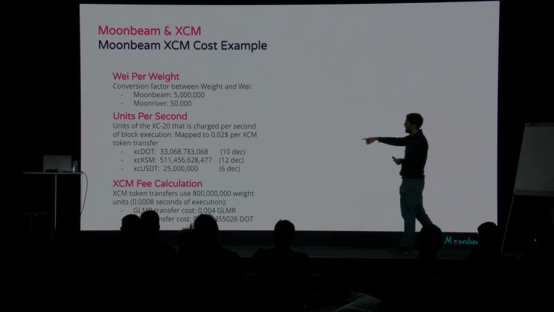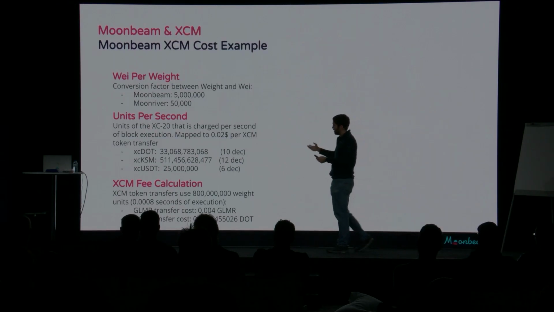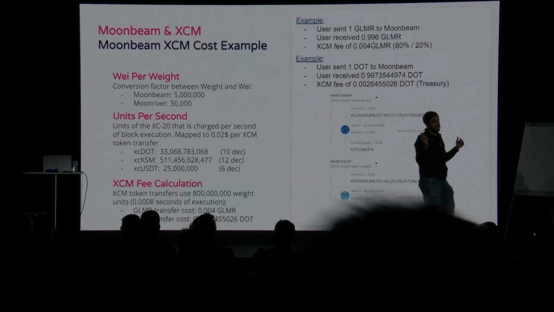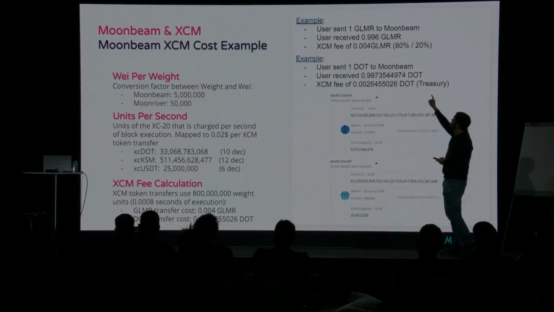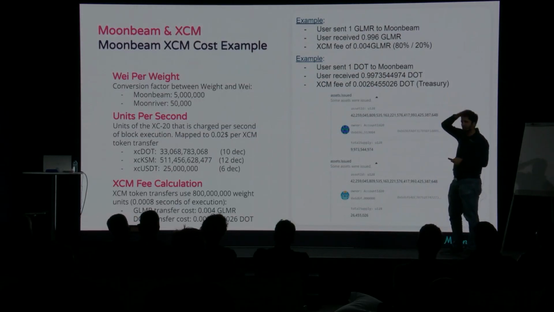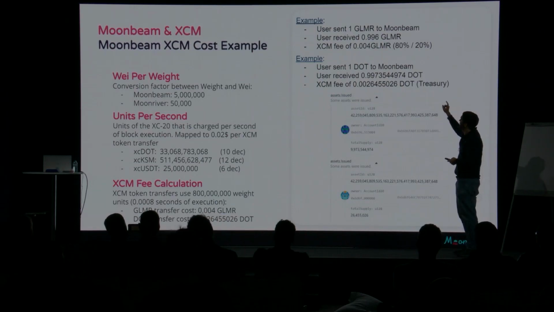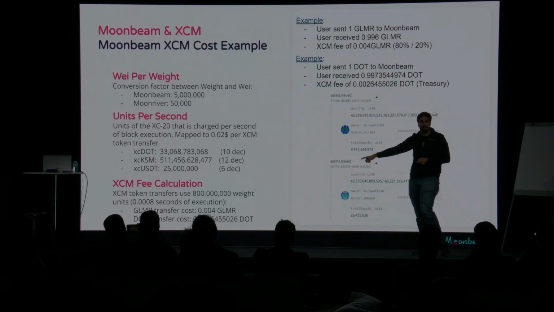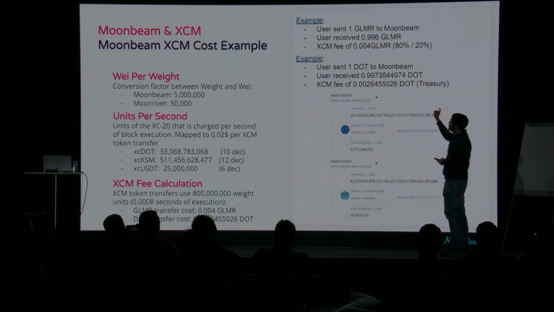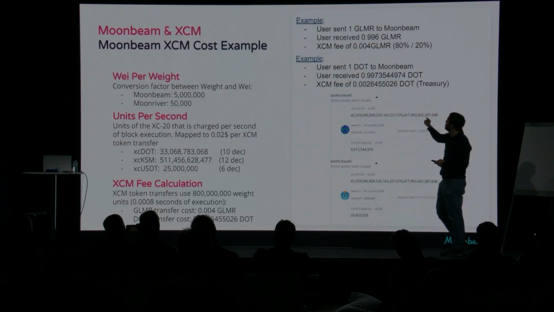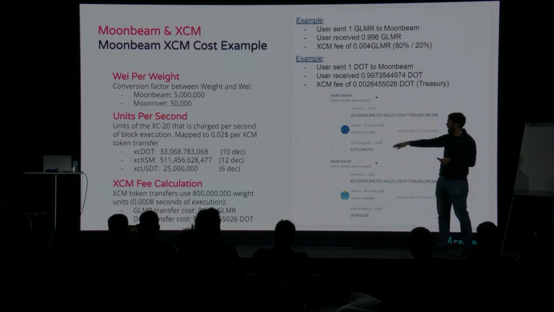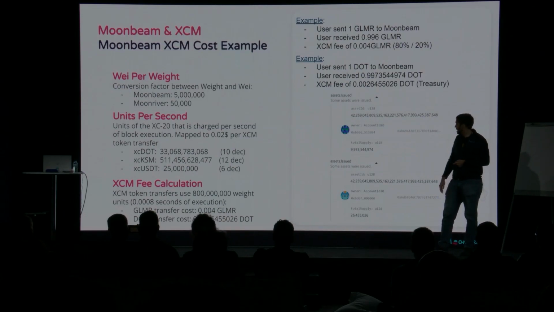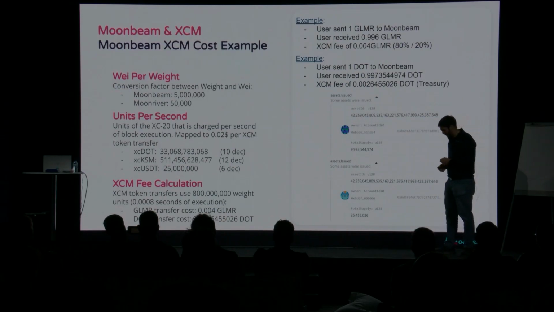Basically, it's 800 million, 0.008 seconds. If you do the math, you can calculate how much it costs. Once again, I provided some real-world examples in case you want to check them out. A user basically sent 1 GLMR to Moonbeam. This is actually from another network, I think it was either Astar or Acala. And basically, the user received in Moonbeam 0.996, which checks out with the pre-calculated fee that I showed before. And for a user that sent 1 DOT from Polkadot to Moonbeam, the user receives 0.99 something, which lines up with whatever I put before. And you have the URLs in case you want to check it yourself.